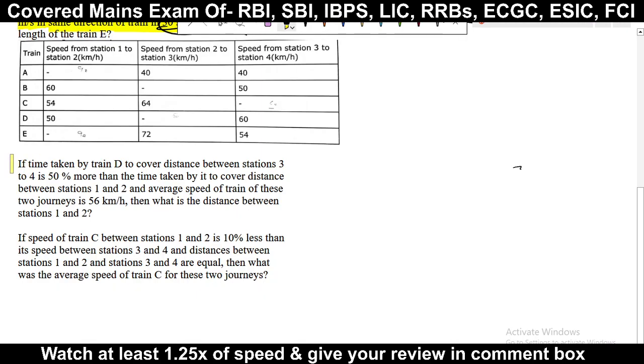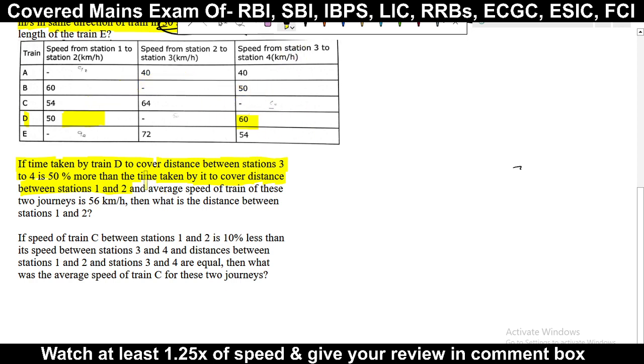If the time taken by train D to cover the distance between 3 and 4, and remember, we are talking about time, not speed or distance. So what is given about time? This time is 50% more than the time taken by it to cover the distance between 1 and 2. Meaning between 3 and 4 it takes 50% more. Got it or not?